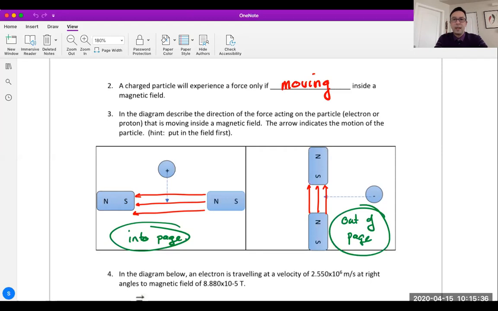Okay, so that's the direction of the force on the particle as it enters the magnetic field produced by bar magnets. Okay, one more question.